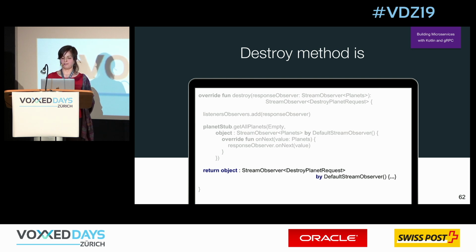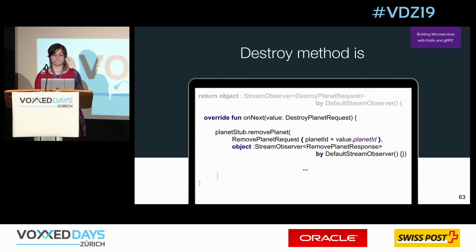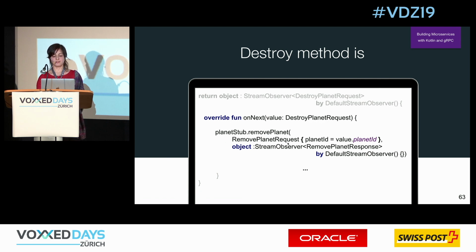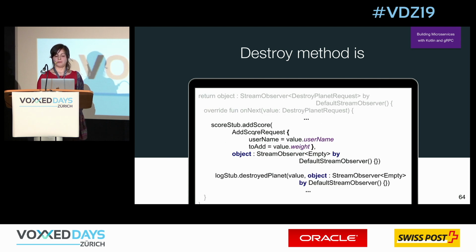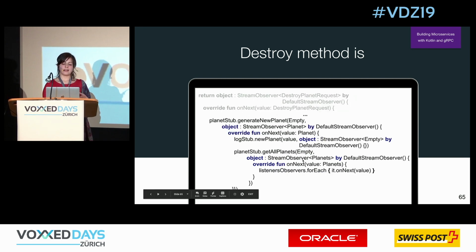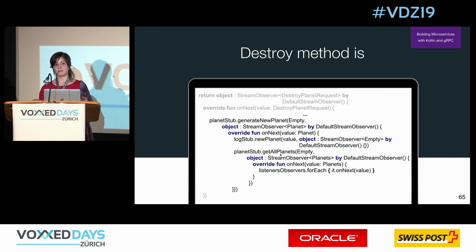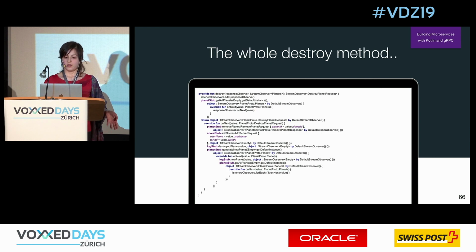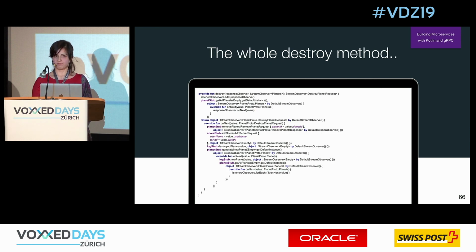Of course, I'm kidding, it's not the whole method. The most interesting part is here, so let's dig into it. The key feature is implemented here. So when a user destroys a planet, what are we doing? First of all, we are removing the planet. Then we update the score. Then we log that the planet was destroyed. Then a new planet is generated, and then we notify our user again that our universe changed. And that's how this method looks.